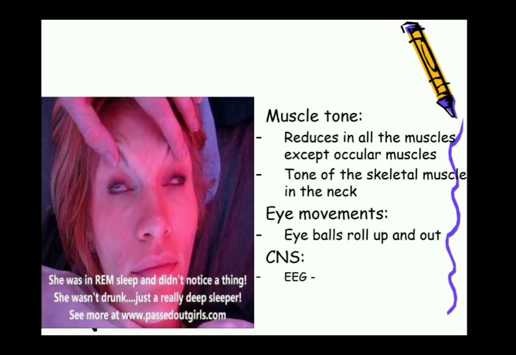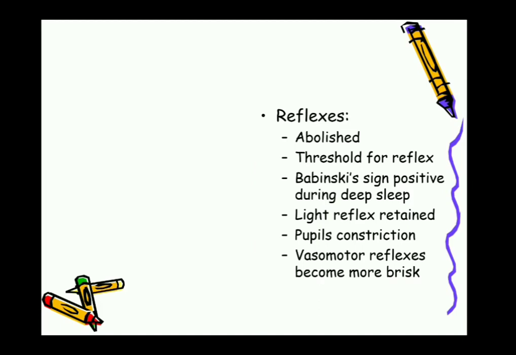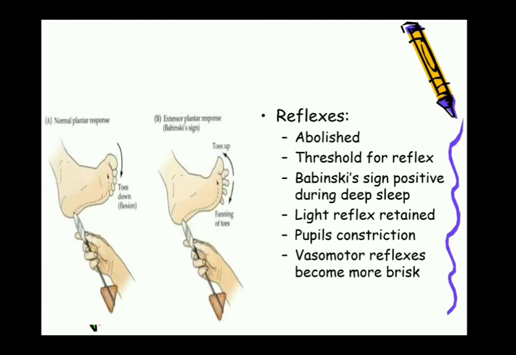Central nervous system. EEG changes we will discuss separately. Reflexes are abolished. Threshold for the reflex is increased. Babinski sign is positive during deep sleep. Light reflex is retained. Pupils are constricted. And vasomotor reflexes become brisk.